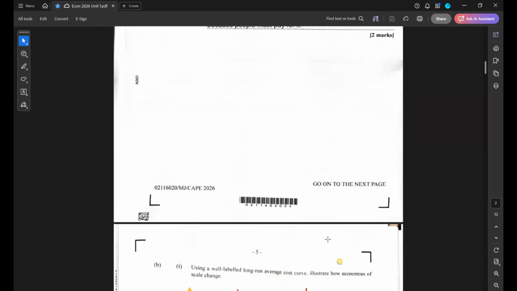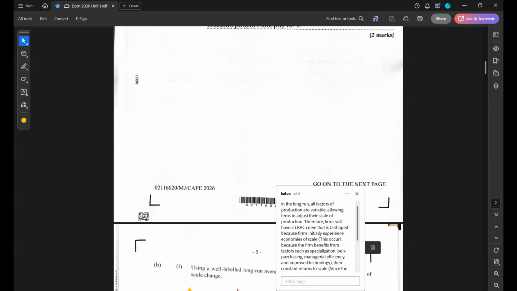Part B, we want to see you use a well-labeled long-run average cost curve to illustrate how economies of scale change. Now, in the long run, right? In the long run, all the factors of production are variable, allowing firms to adjust the scale of production. Therefore, firms will have a long-run average cost curve that is U-shaped because firms initially experience economies of scale. This occurs because the firm benefits from factors such as specialization, bulk purchasing, managerial efficiency, and improved technology.